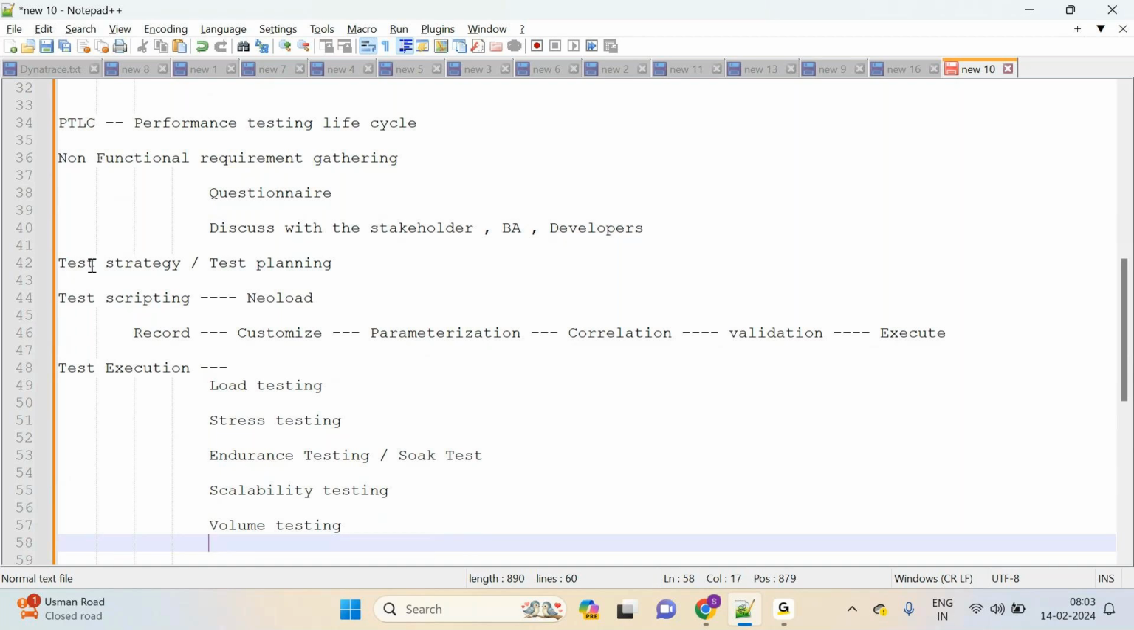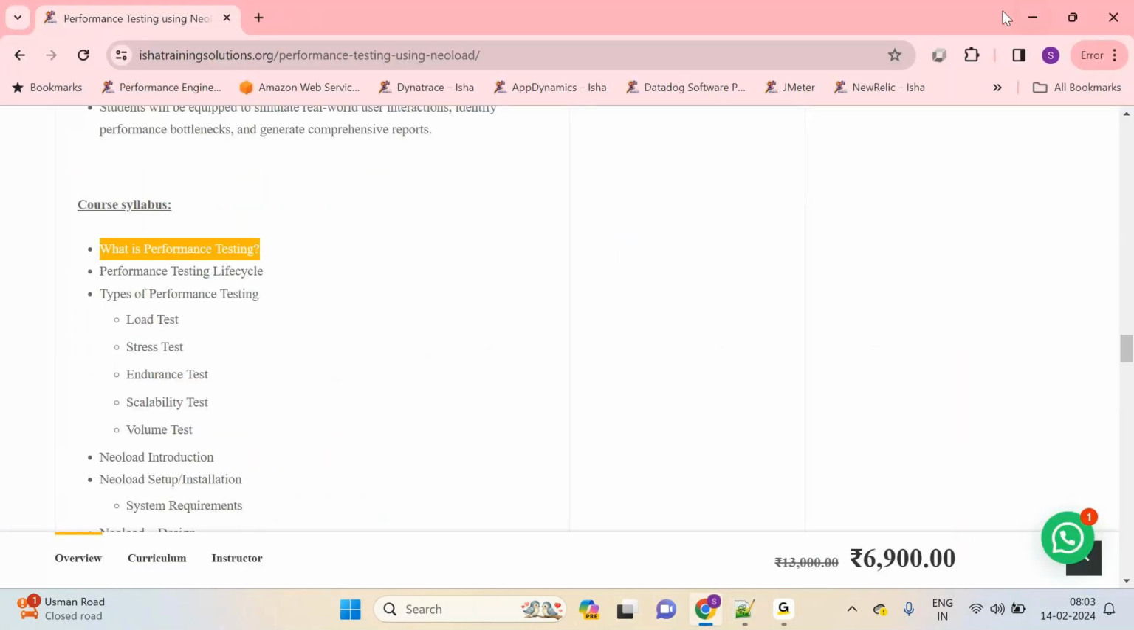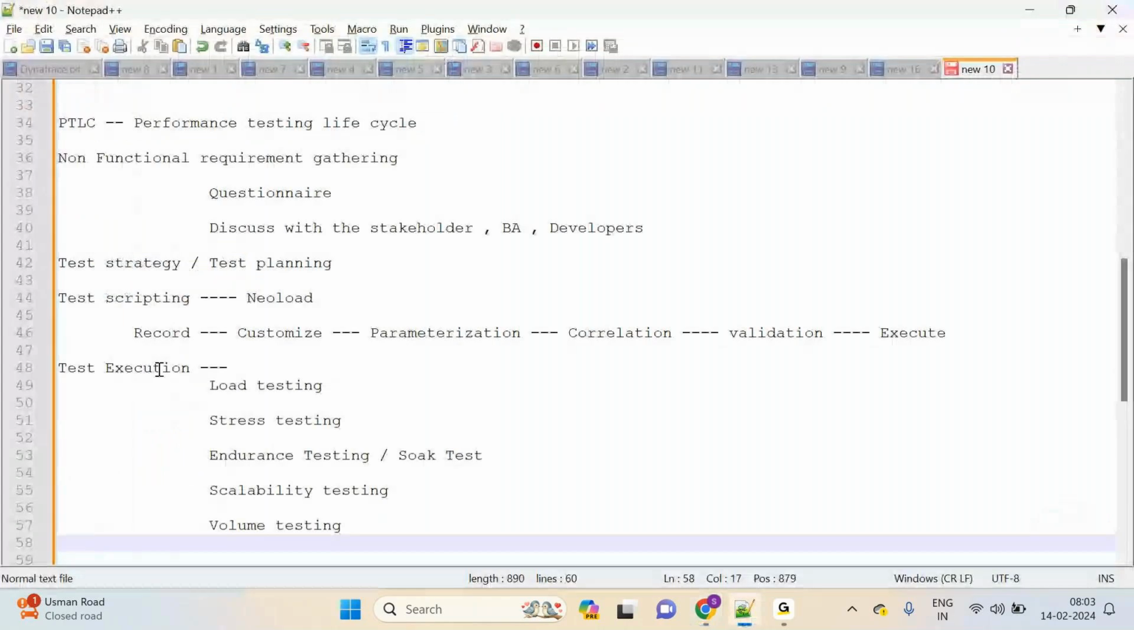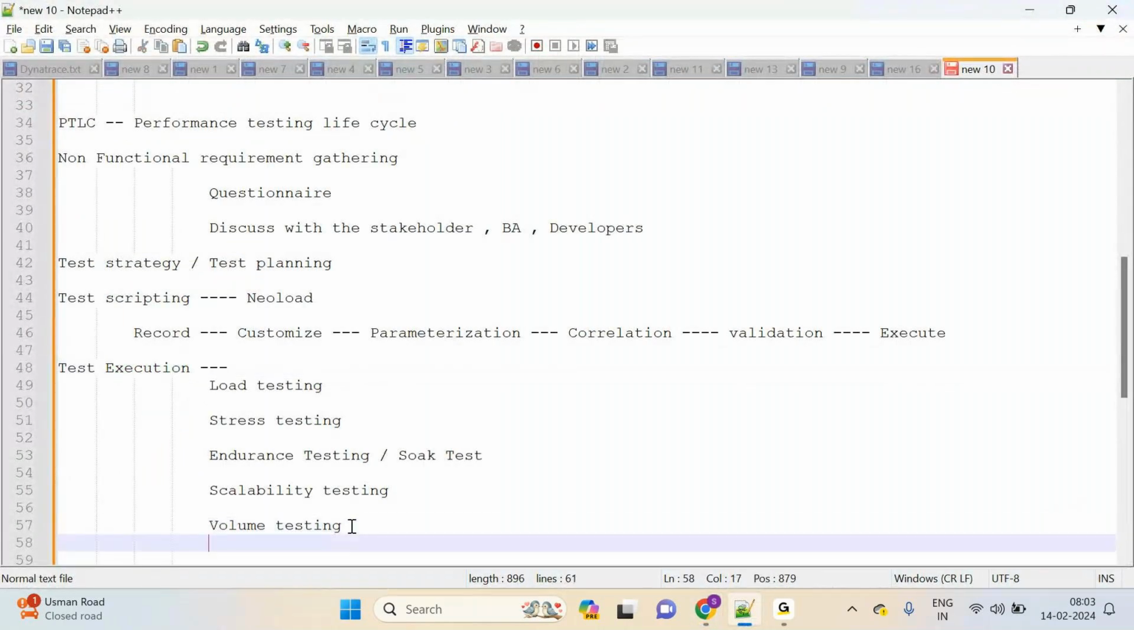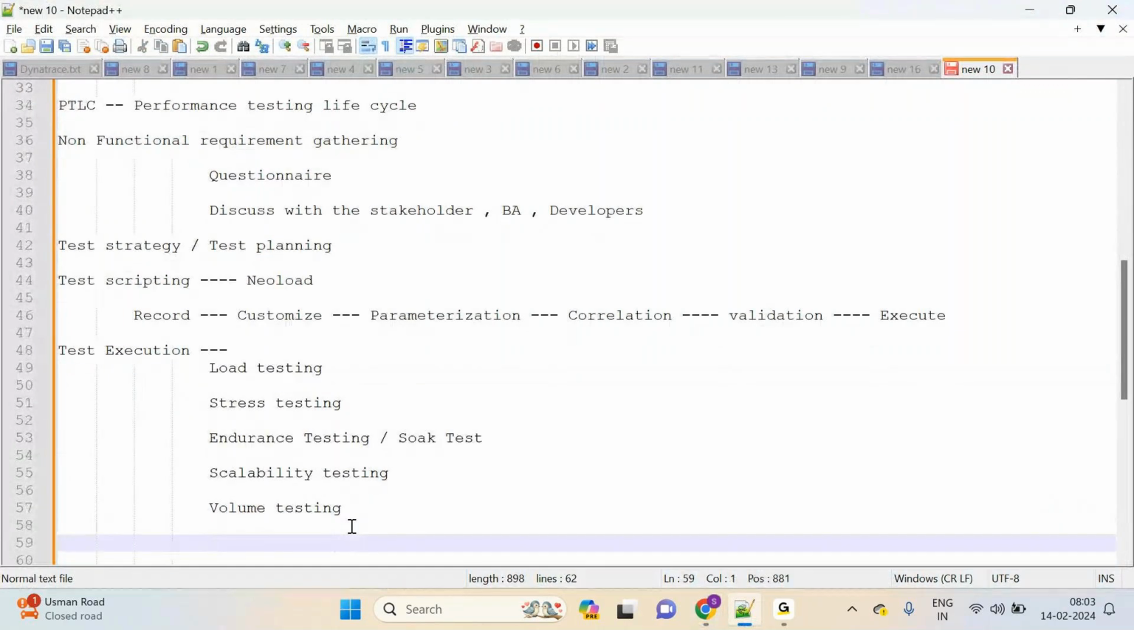Don't worry, our next topic is exactly that. Right now I'll quickly move to the next phase after test execution, which is test reporting. You are going to analyze your test report and provide your findings and observations to the customer. You do the analysis and then provide your findings and recommendations.